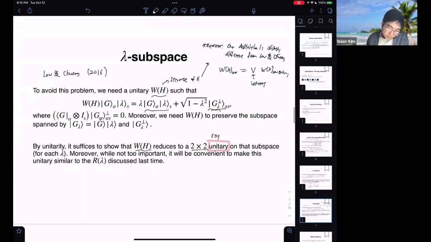And the reason is very simple. Let's consider the easier case. Without loss of generality, let's consider the action of this operator on this two-dimensional subspace. We can, of course, apply it to the basis vectors. If you apply W_H to G lambda, by our assumption, we get lambda G lambda plus square root of 1 minus lambda squared G lambda perpendicular. I'm not gonna keep writing this A S again. A means ancilla, S means system. I'm just gonna drop them because frankly, they're not doing much work here.